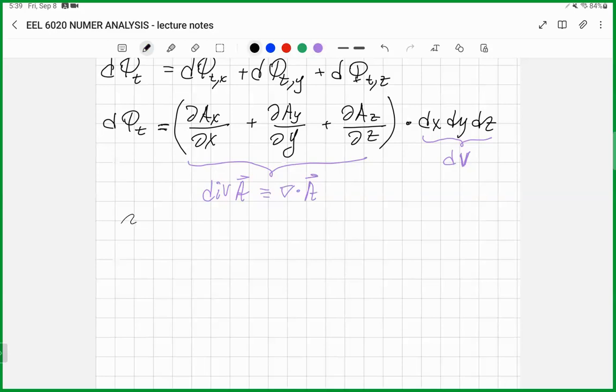Interesting result that says that the element of the flux through an arbitrary oriented element of volume in the field A is given by the divergence of the field times the element of the volume.